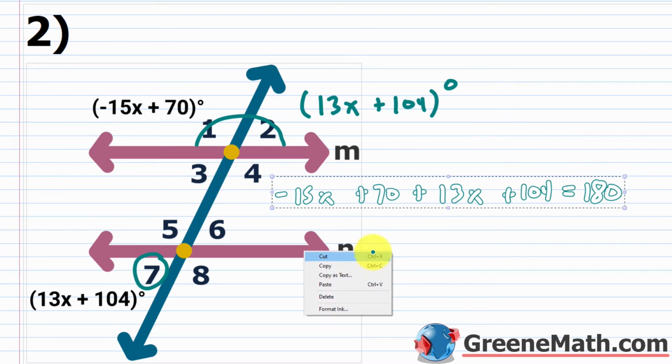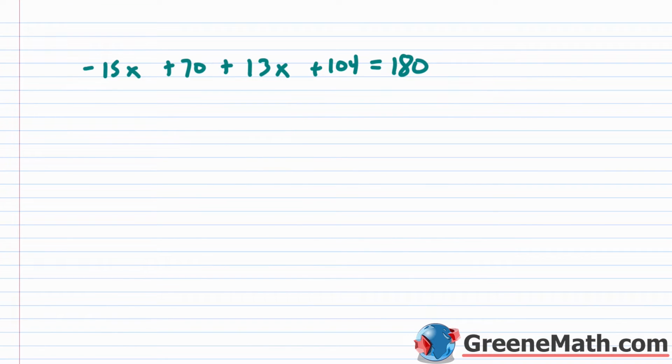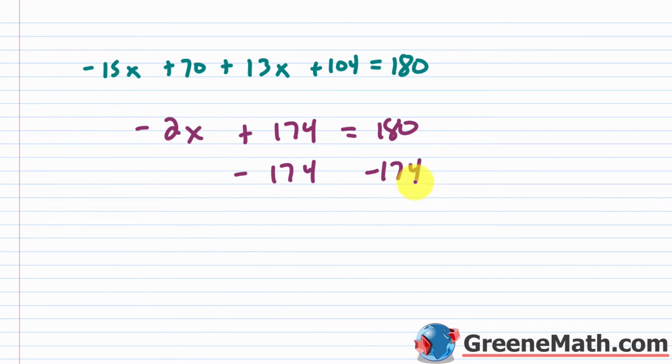Let me actually take this to a separate sheet, just so we don't run out of room. And so I'm just going to solve this real quick. So negative 15x plus 13x, that's negative 2x. We have 70 plus 104, which is basically plus 174, and this equals 180. So let me subtract 174 away from each side of the equation. This will cancel. You'll have negative 2x is equal to 180 minus 174, which is 6.